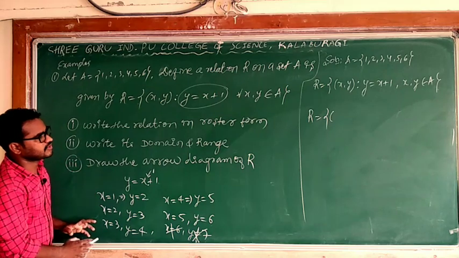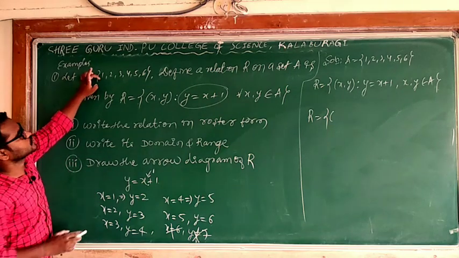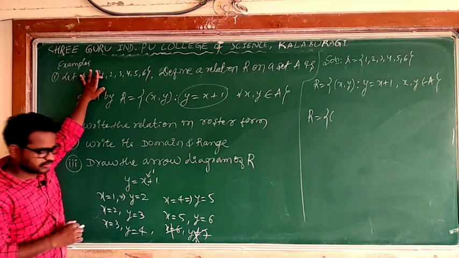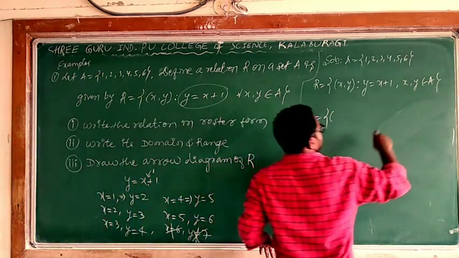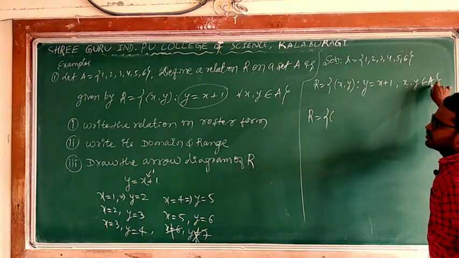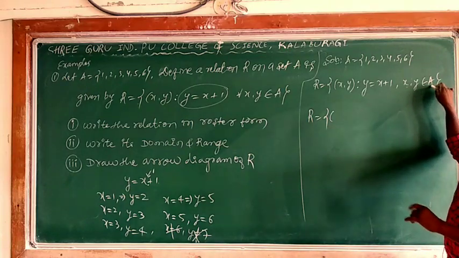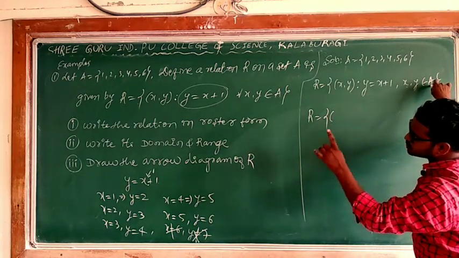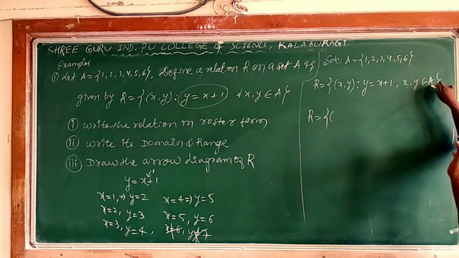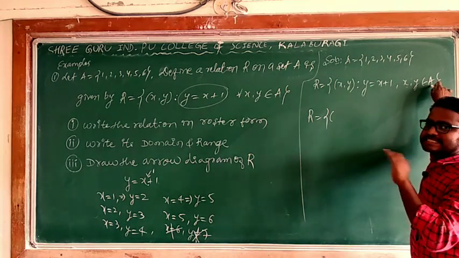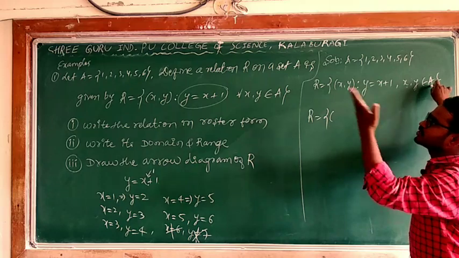Also concentrate: whatever y elements you are getting here should belong to set A, because x and y belong to which set? x and y belong to A. We can't take more than 6, because set A has only 1, 2, 3, 4, 5, 6, so you should get only 1, 2, 3, 4, 5, 6 inside. It should not be more than those elements.